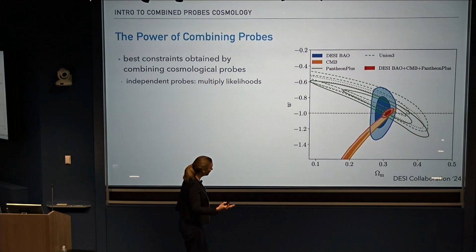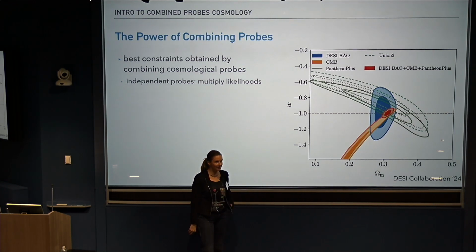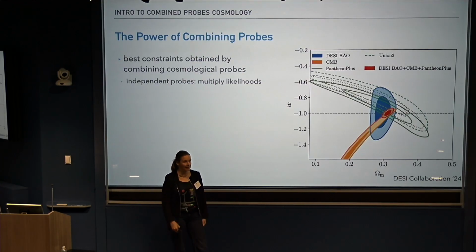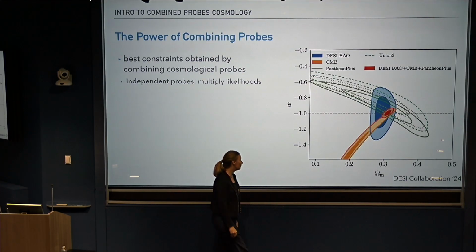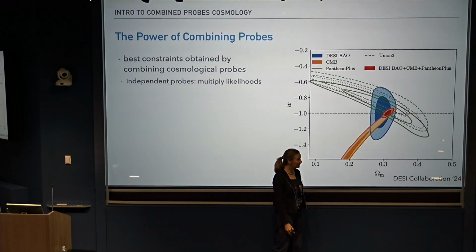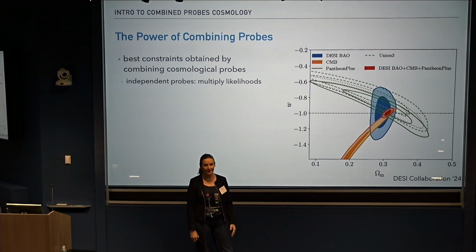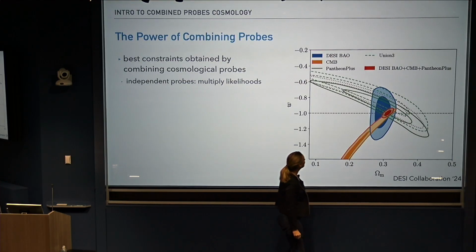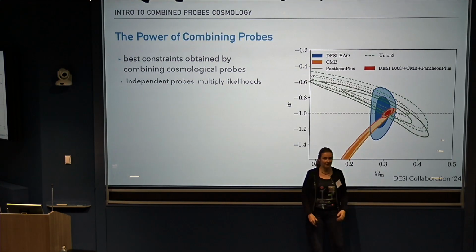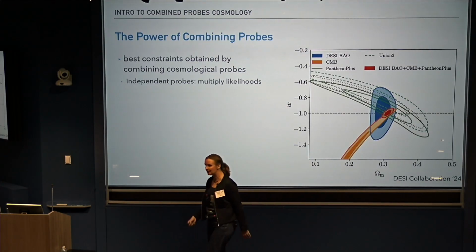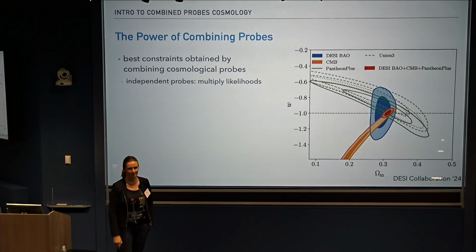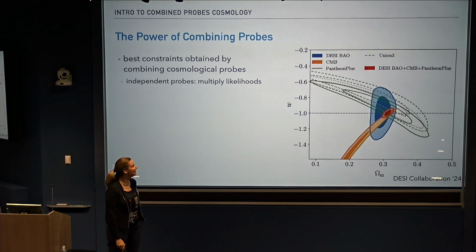Now, how do we get the best possible constraints? Of course, we want to combine or jointly analyze and then self-calibrate astrophysics and cosmology. For the expansion probes, that is fairly easily done. One can basically download the likelihoods of each individual survey and multiply them and arrive at these beautiful joint constraints, because these are independent probes. So that can be done fairly easily.